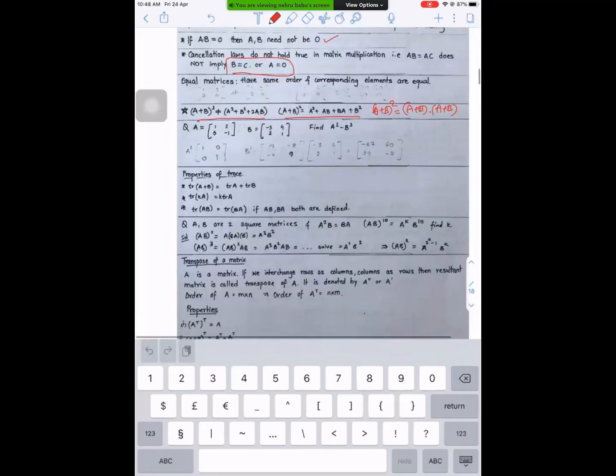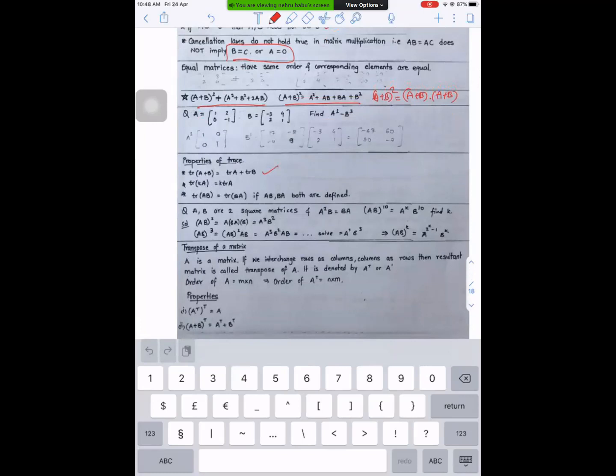The result related to trace is: trace of A plus B equals trace A plus trace B. Trace of AB equals trace of BA, if AB and BA are both defined, even if the order is different. If A is a 2 by 3 matrix and B is a 3 by 2 matrix, then AB is 2 by 2 and BA is 3 by 3, but still both have the same trace. So if AB and BA are both defined, trace of AB equals trace of BA.